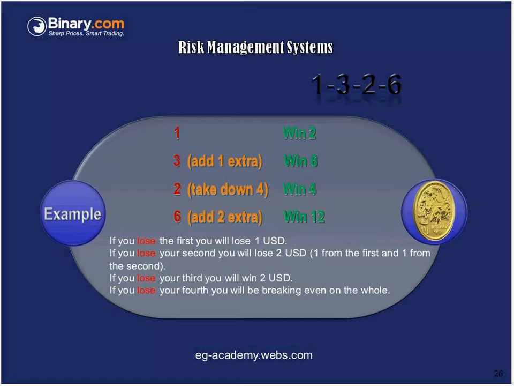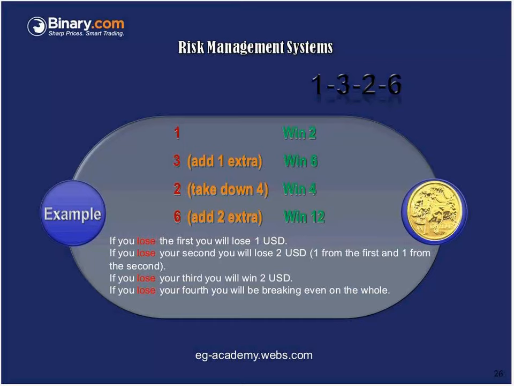First unit, we win. So we can have one scenario for winning all 4 trades. It will be win 2, then 6, then 4, then 12. But if you lose in any step, like you lose the first trade, you will lose only $1. But in the second one, you will lose $2, because you will lose 1 from the first and 1 from the second.